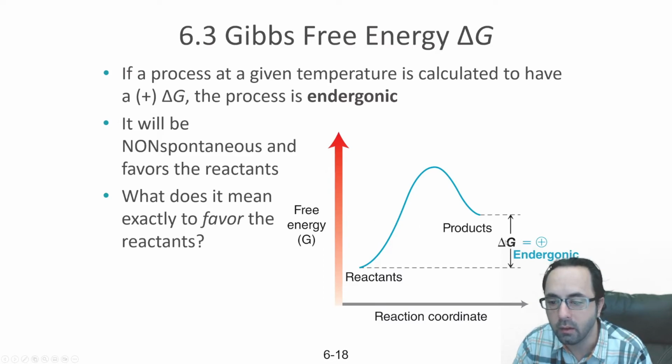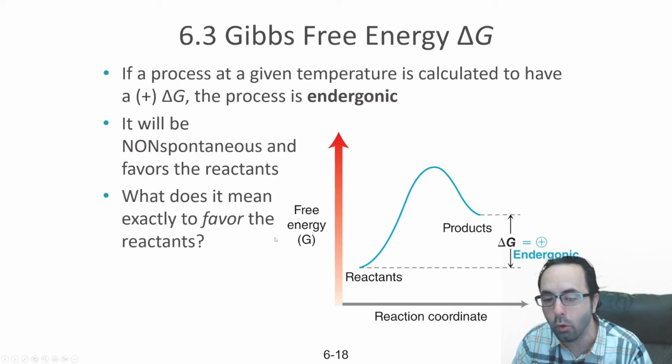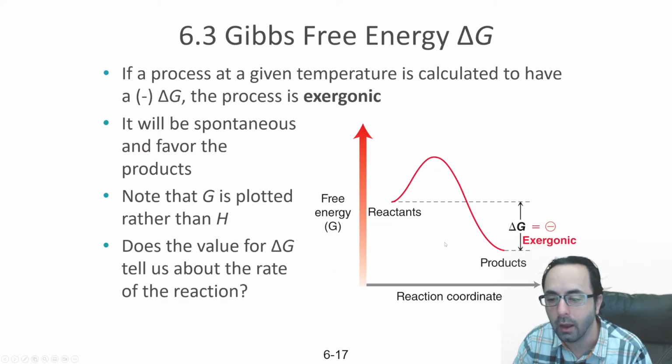If a process has a positive delta G, that means the reactants have lower Gibbs free energy than the products. Then the reaction is non-spontaneous. The reaction will favor the reactants at equilibrium. And what does it mean to favor the reactants? It means when you get to equilibrium, there will be more reactants than products for a non-spontaneous reaction. Going back, for a spontaneous reaction, at equilibrium there will be more products than there are reactants.